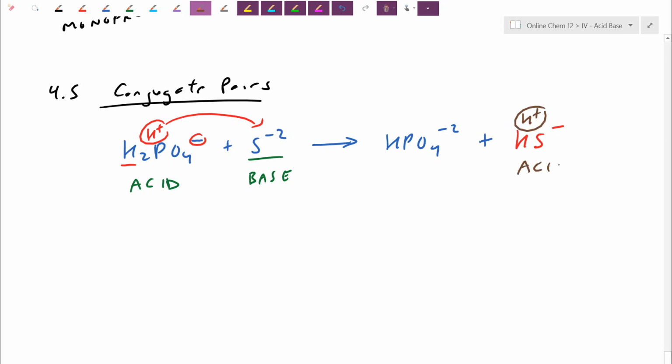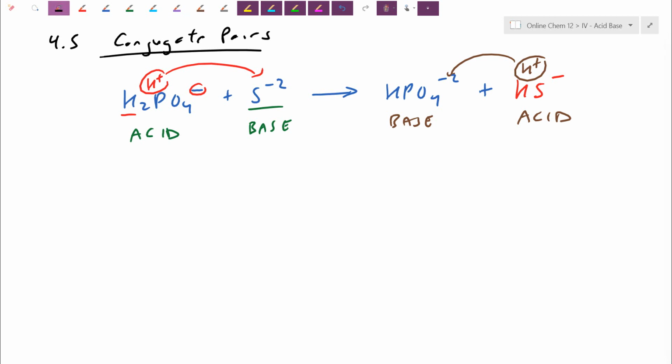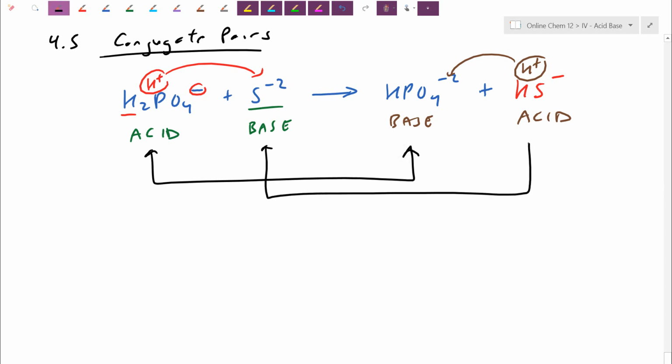Now the football is currently being held by HS minus. That's the conjugate acid form. Currently, I've actually lost it. If I then receive the football back, I would then be the conjugate base. We have formed two conjugate pairs. Notice that conjugate pairs are on opposite sides of the equilibrium here, but we always have to have one acid and one base in the equations.